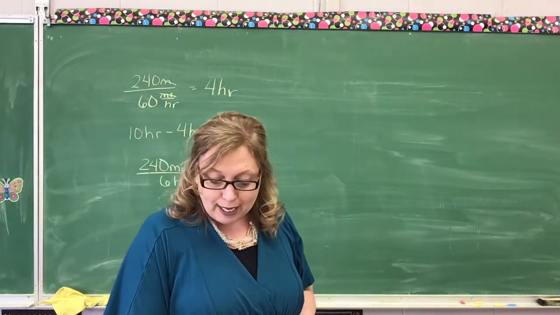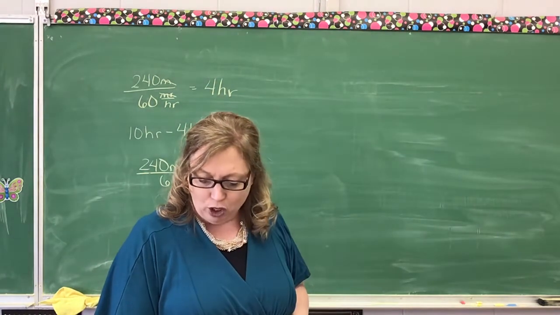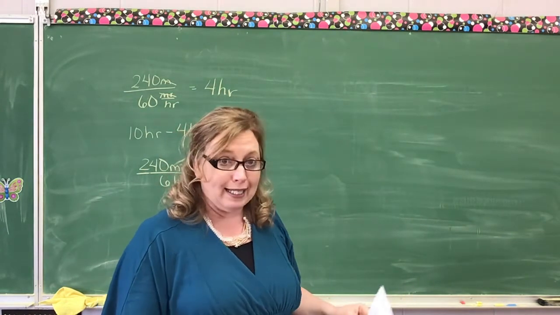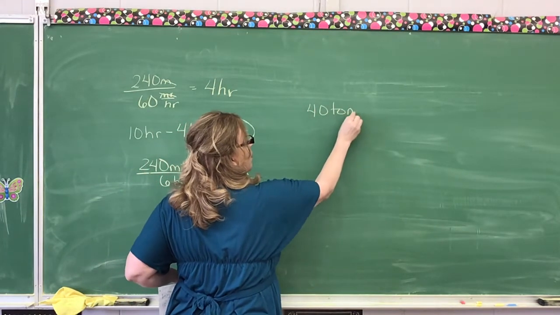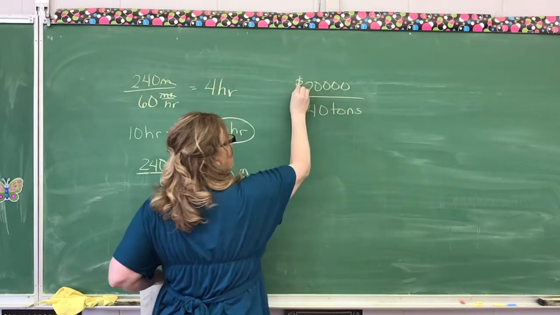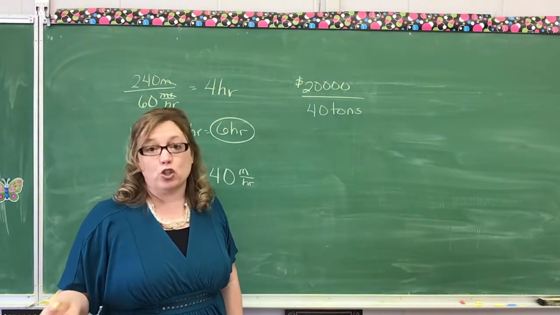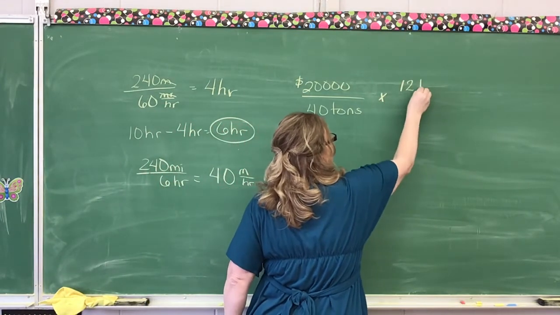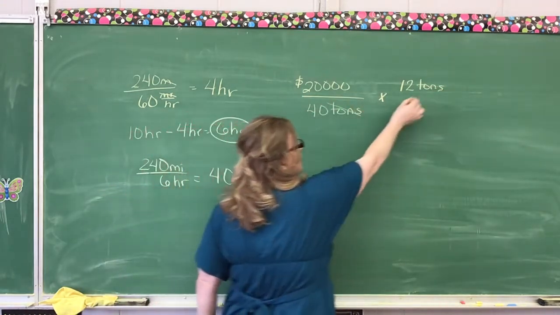It says 40 tons cost $20,000. What would be the cost of 12 tons? Well, how much do we know? Well, we know that 40 tons, so let's write that up here. 40 tons is $20,000. Okay? And what do we want? We want to buy only 12 tons. Okay? So we're going to multiply the amount we want by our conversion. Now these tons are going to cancel.